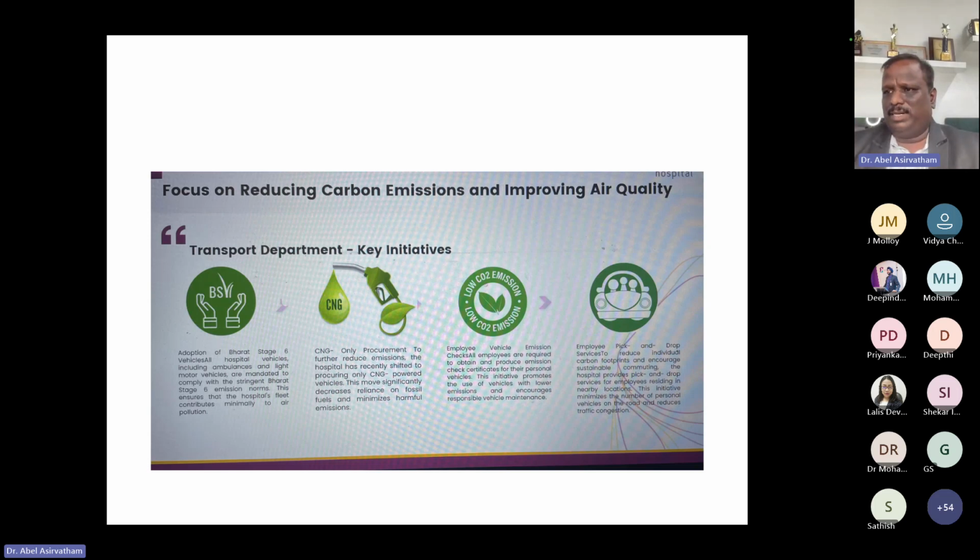Okay, transport department initiatives adopted from Bharat Stage norms. Like in India, we have that. CNG only procurement to further reduce emissions, employee vehicle emission checks at all points.